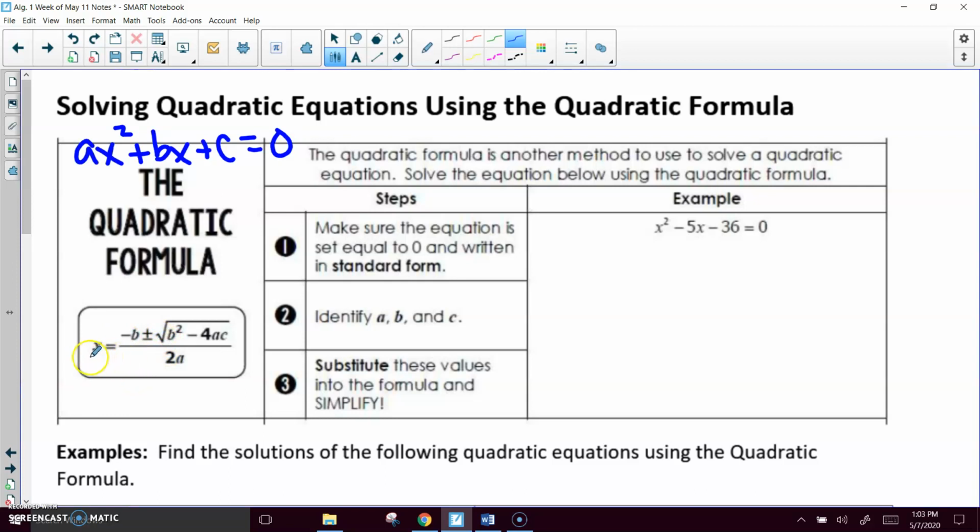Follow along. X equals negative b plus or minus the square root of b squared minus 4ac all over 2a.